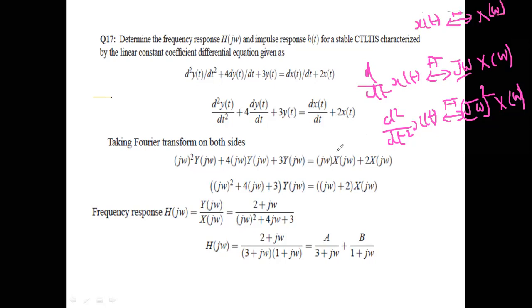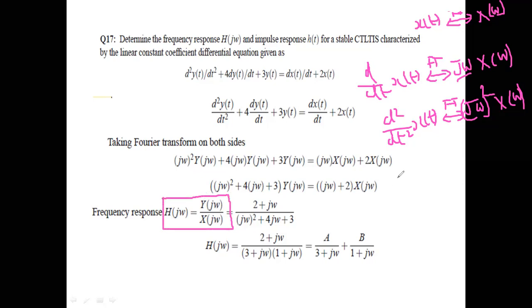Okay, what is true? Here the derivative is there. The first derivative is j omega into X of omega. Take all the terms here: Y of omega is there, (j omega) whole square, plus 4j omega, plus 3. And here also take X of omega as common, j omega plus 2. So this is one of the formulas.